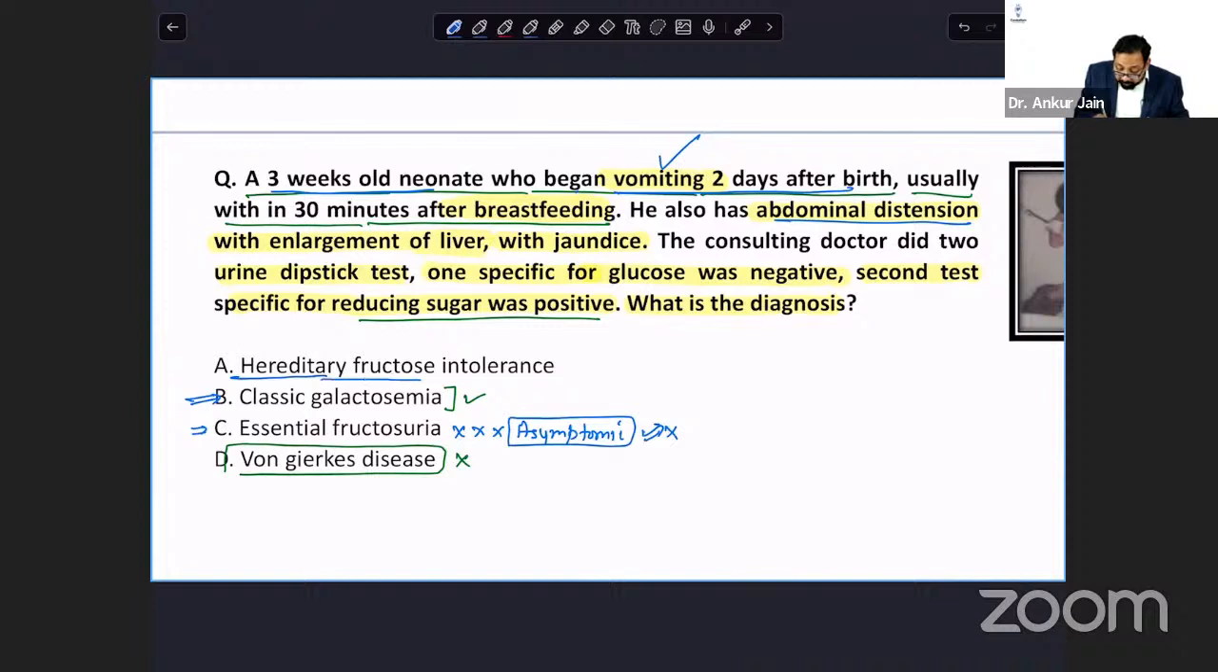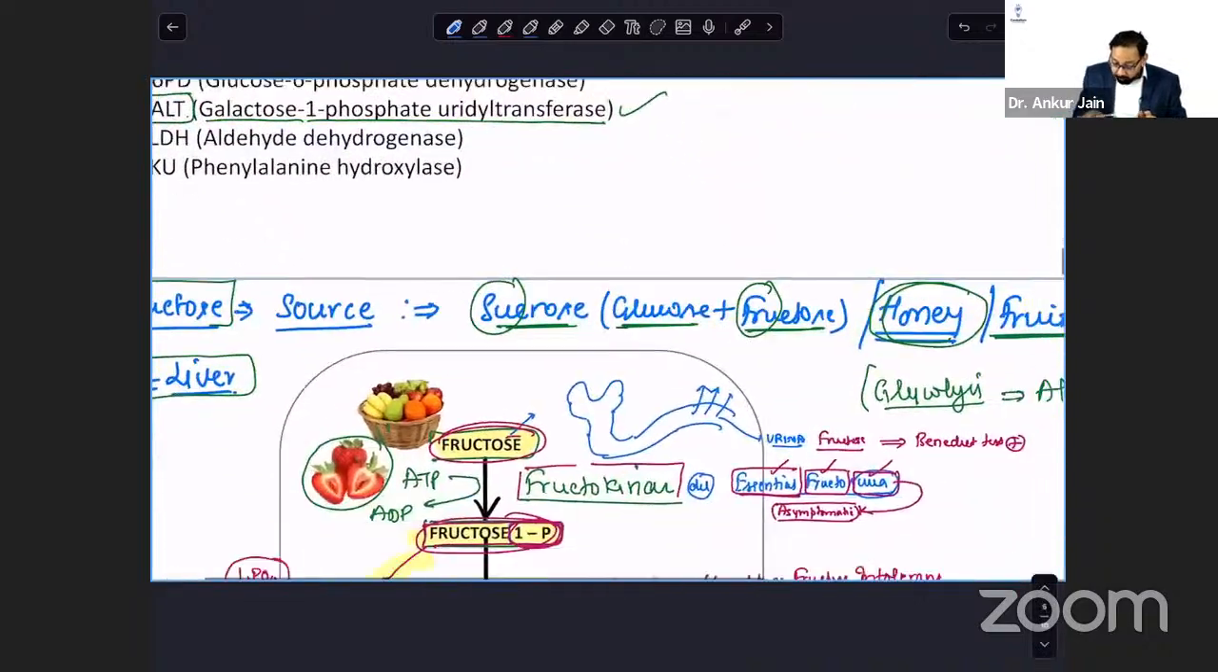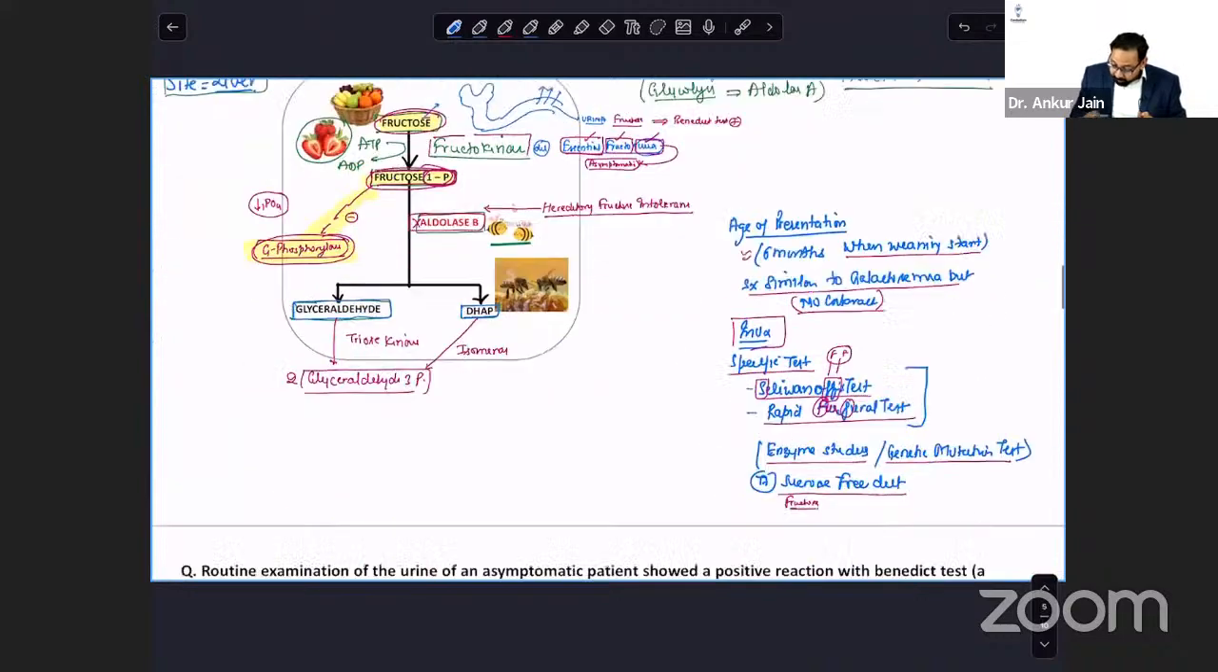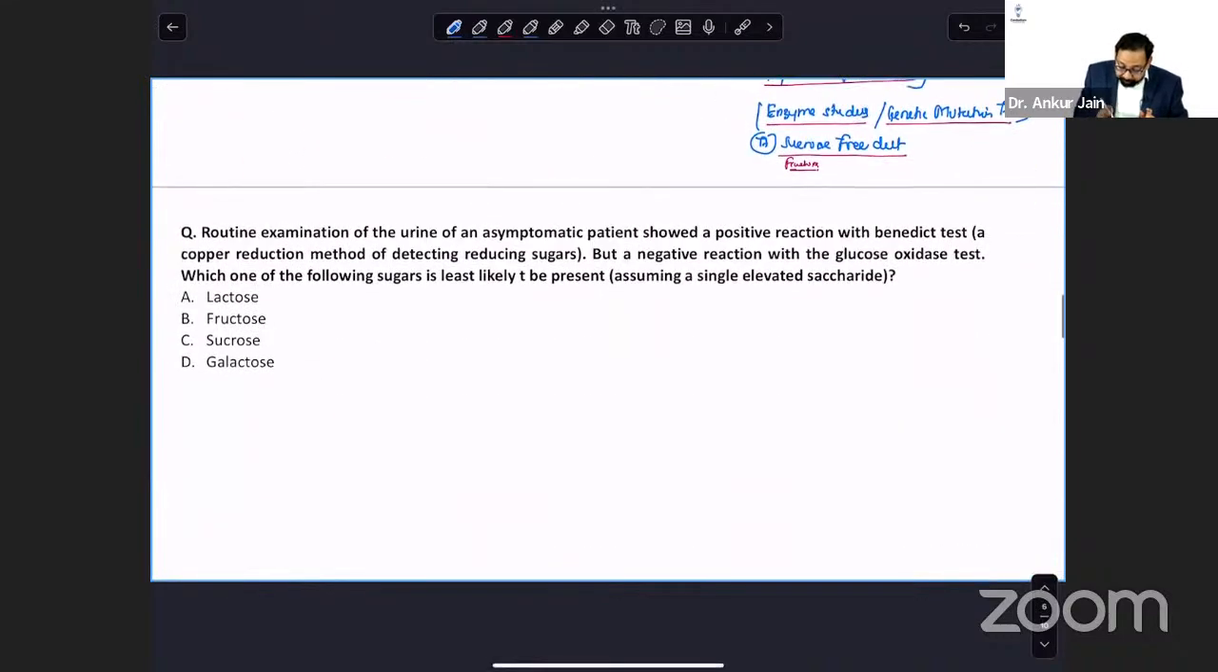Hereditary fructose intolerance presents at the age when we start weaning. Yes, not in a 3-week-old neonate. So you can easily exclude these options. Now, you will tell me the answer of this question.